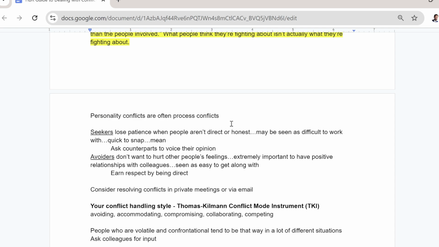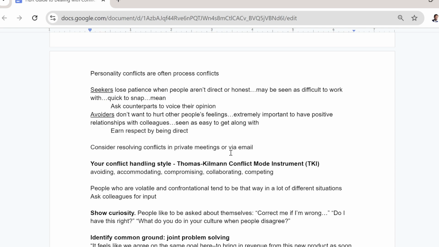Personality conflicts are often really process conflicts. Seekers lose patience when people aren't direct or honest. This type of person may be seen as difficult to work with. They're quick to snap, or sometimes they're even mean. One piece of advice for those of you that are conflict seekers is to ask your counterparts to voice their opinion because they may not be speaking up.